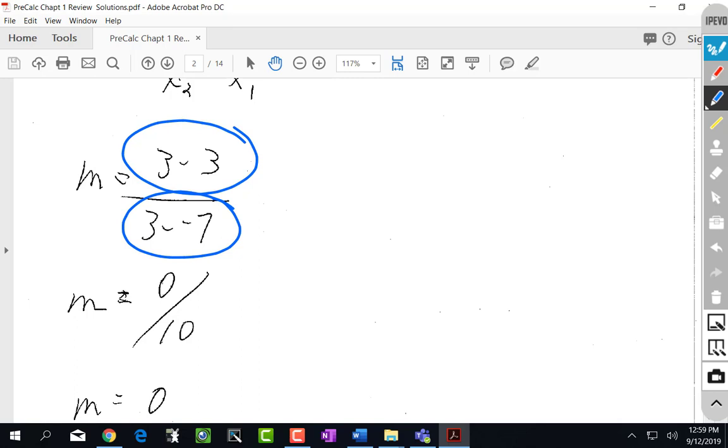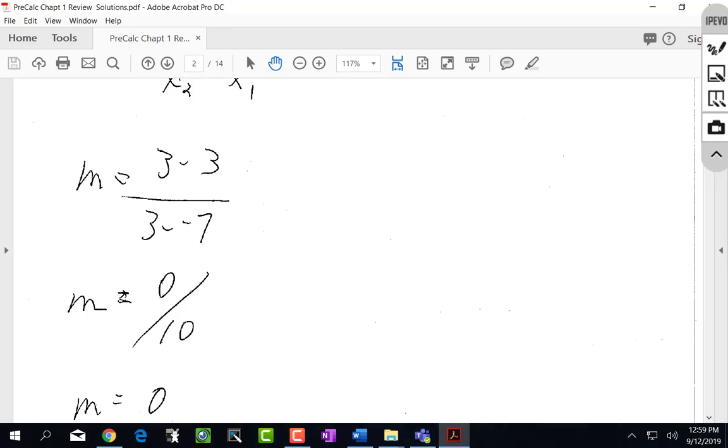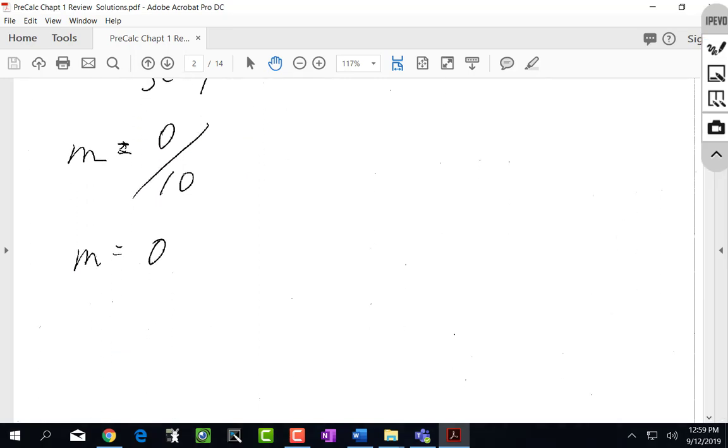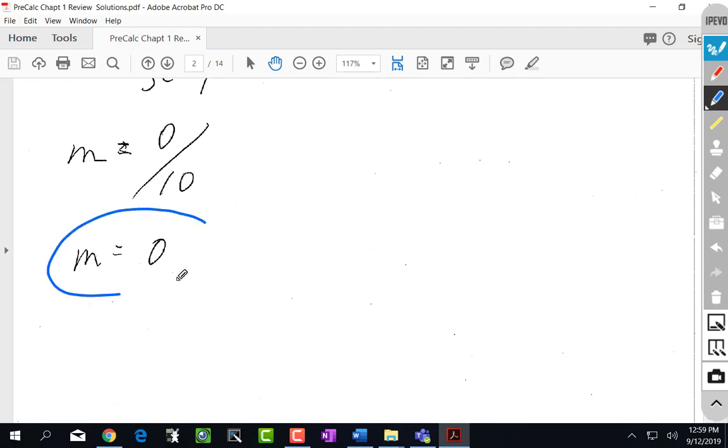Simplifying this down, 3 minus 3 is 0. 3 minus a minus 7 is going to be 10. And then I just have to go ahead and divide those two. So when I divide 0 by 10, well, 0 divided by 10 is just going to be 0. So that is my answer. The slope passing through those pair of points is 0.